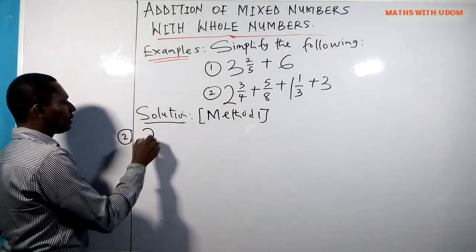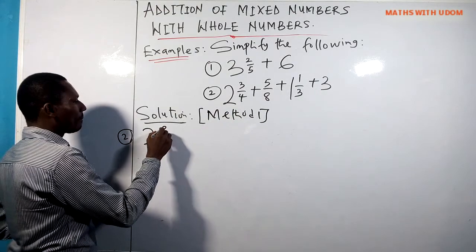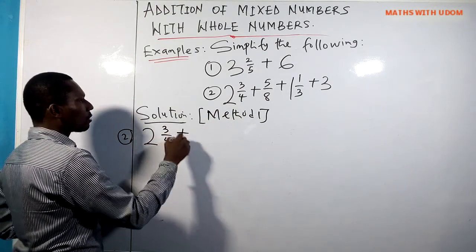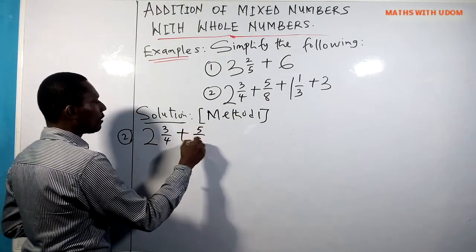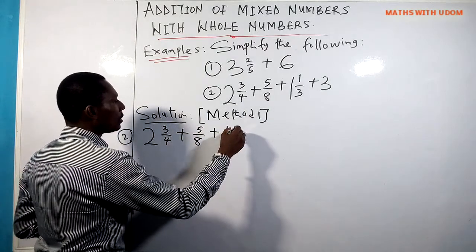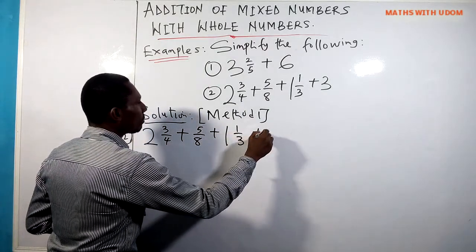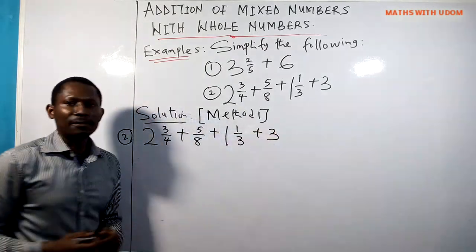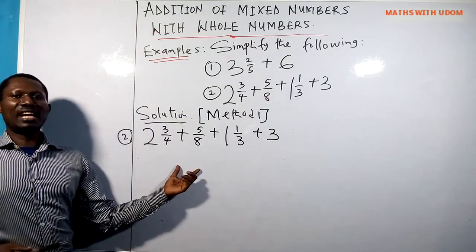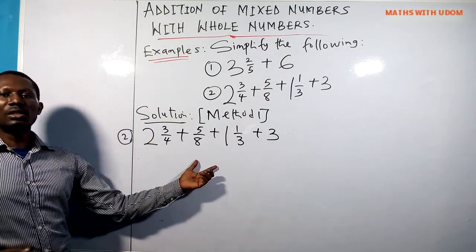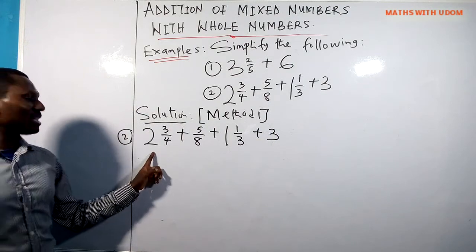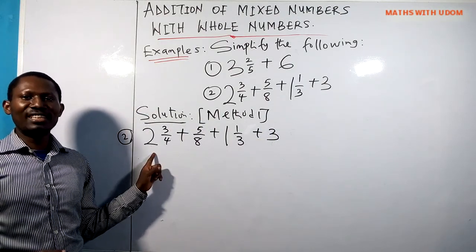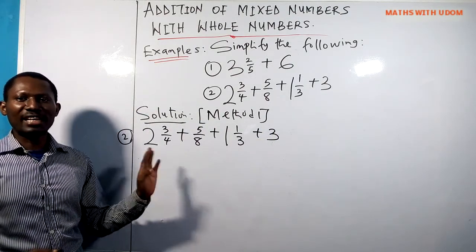What do we have there? 2 whole number 3 over 4 plus 5 over 8 plus 1 whole number 1 over 3 plus 3. So for this method 1, we are going to convert the mixed fractions into what? Into improper fractions, and then we'll simplify.